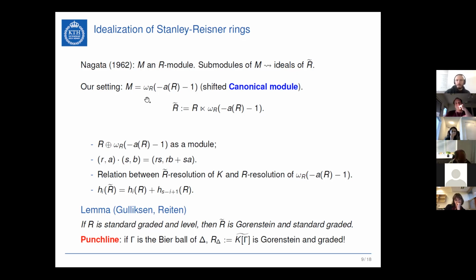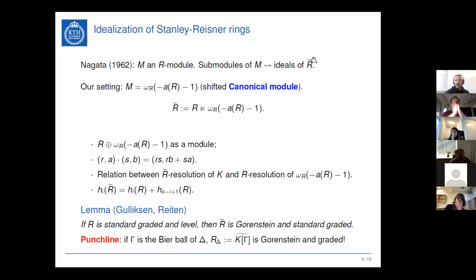And this is already telling you something, because I am shifting by one, and I can guarantee that the canonical module is generated in degree 1. This means that I knew that the canonical module was generated in a single degree before. And this is hidden in the level property that I briefly mentioned. So when the algebra is level, the canonical module is generated in a single degree. So this means that I can shift it and make sure that it's generated in degree 1.